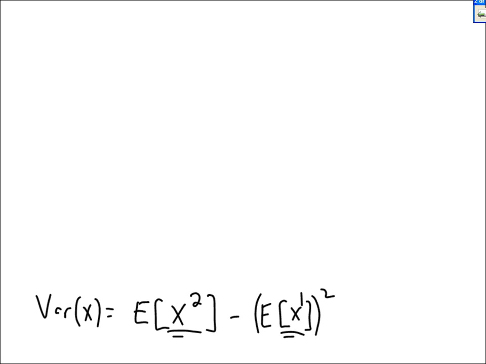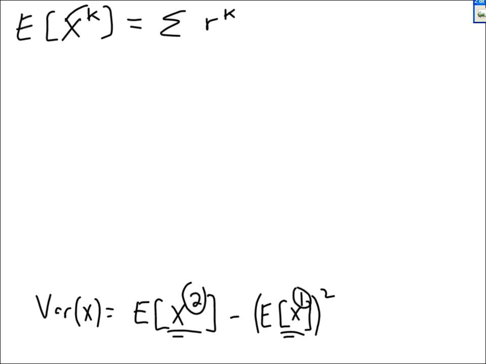So rather than calculating these two expected values separately, that is, calculating E of X squared and then E of X, why not just calculate E of X to the k, and then in the end, we'll let k be 2, and we'll let k be 1. Well, by definition, this is a summation of, I'll use the letter r, r to the k times the probability of r, letting X equal r.